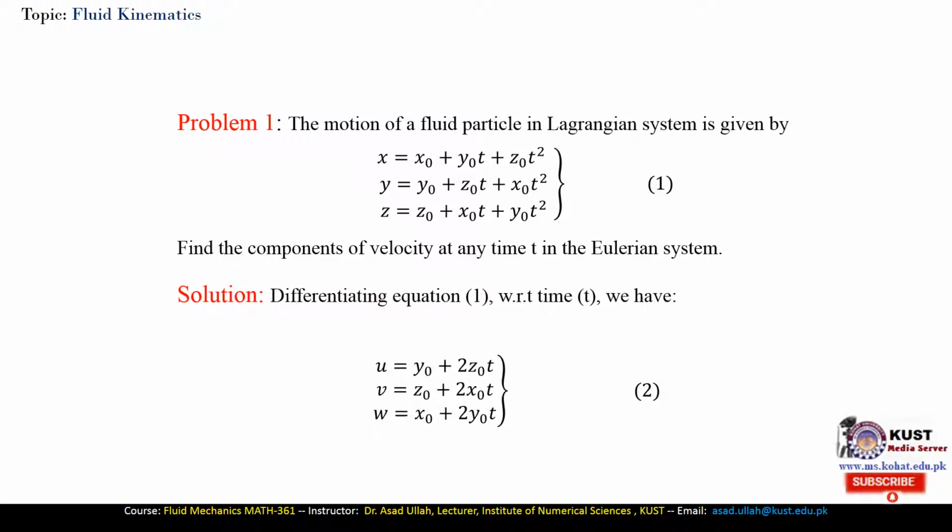Now in solution, differentiating equation number 1 with respect to time, we get the result in the form of equation 2. Here in system 2 we have three equations, that is u, v, and w. u is replaced with dx by dt, the velocity component v is replaced with dy by dt, and similarly the w component of velocity is replaced with dz by dt. Here x naught, y naught, and z naught is the fixed position of the fluid particle.